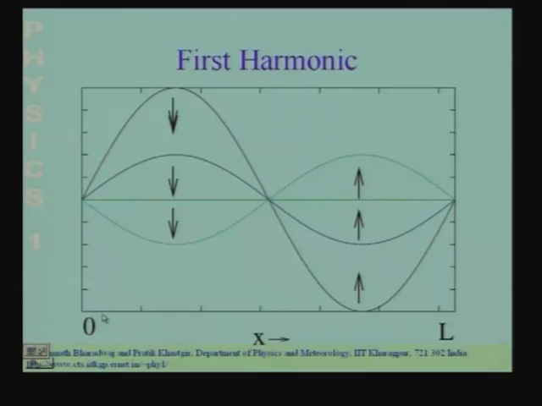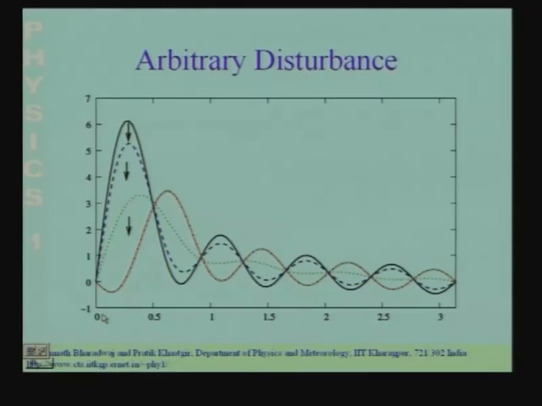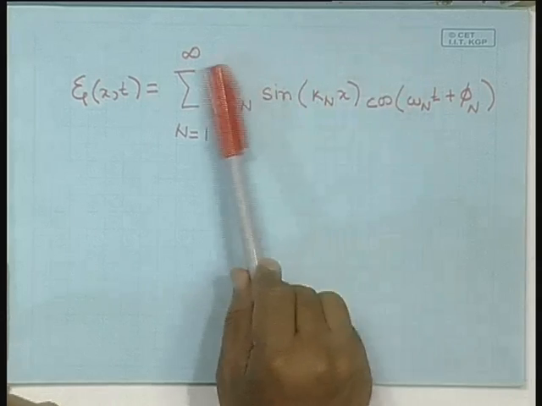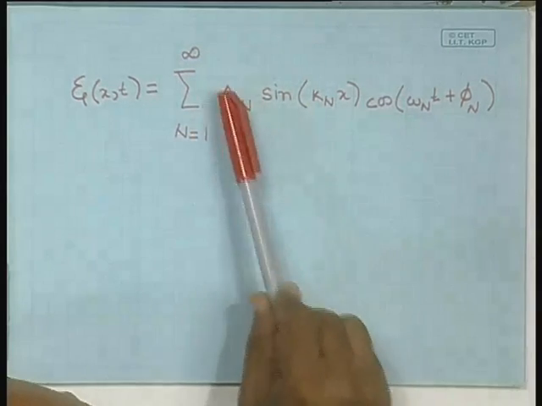Let me show you one situation where we have a disturbance in a string which initially looks like this. This is the initial disturbance in the string, the black curve over there, and this is a superposition of many standing waves with different values of n, different amplitudes, different phases.